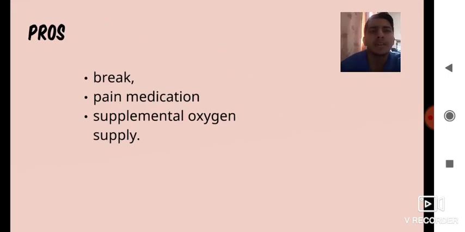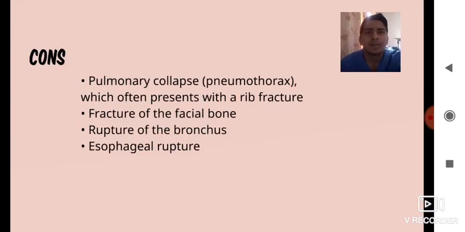Treatment: pain medication, supplemental oxygen supply. Causes: pulmonary collapse, which often presents with a rib fracture, facial bone fracture, rupture of the bronchiole, esophageal rupture.